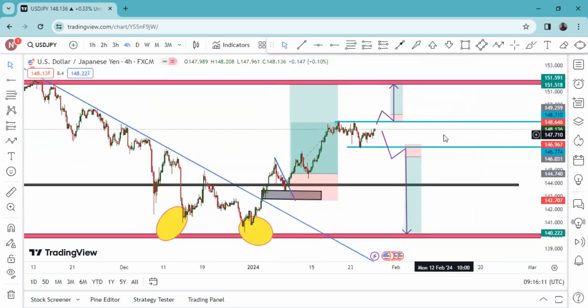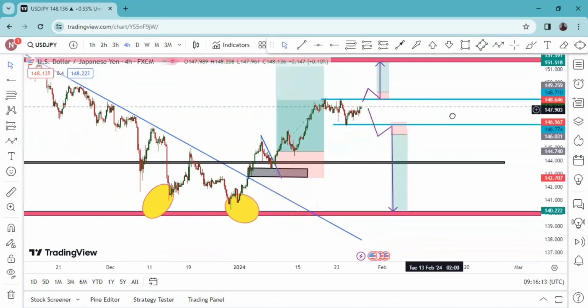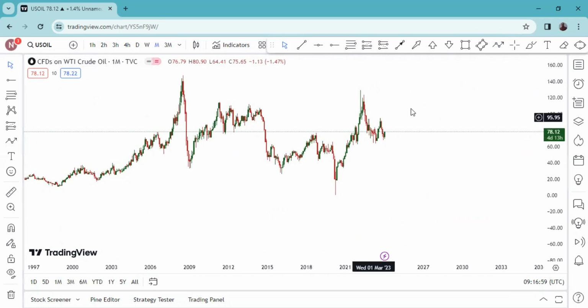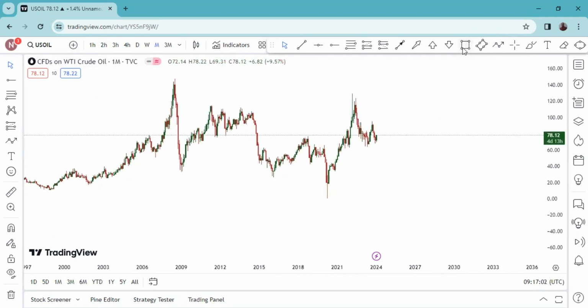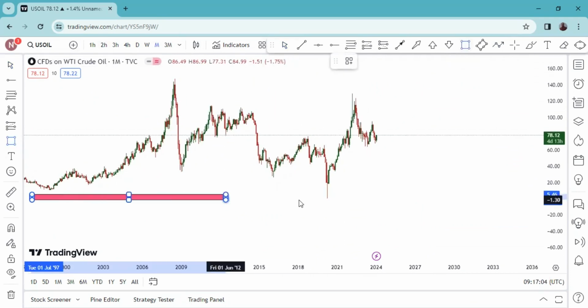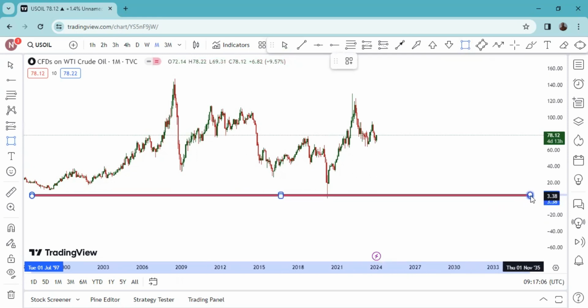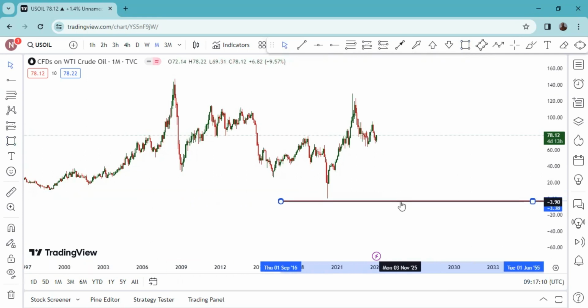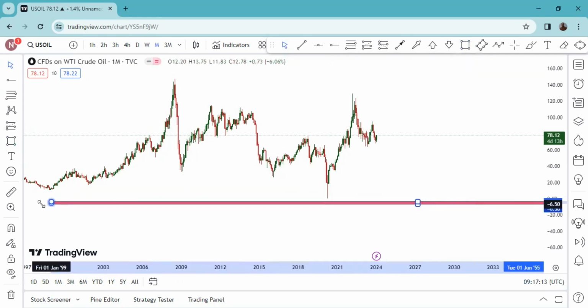So this is my full analysis on USDJPY. This is US oil, my last pair that I wanted to analyze. So as you always do, you start by drawing your levels.